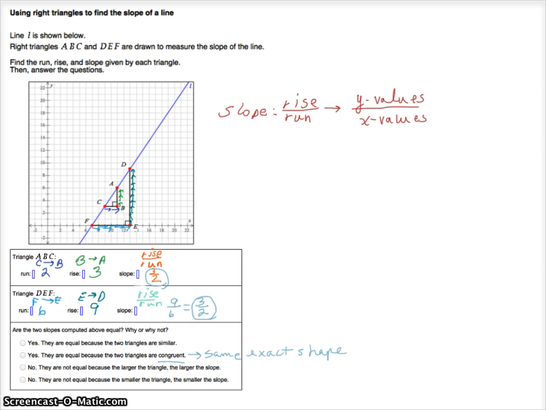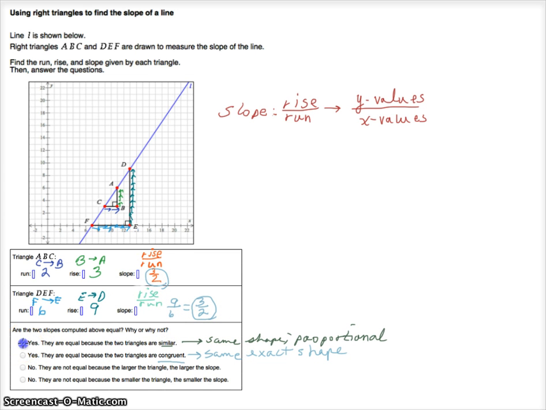Similar means the same shape but proportional sides or proportional dimensions. So we're going to have same shape and it's proportional. So, do we have the same exact shape or do we have same shapes that are proportional? Well, 3 over 2 is equal to 3 over 2 here. So we can claim that they are similar.